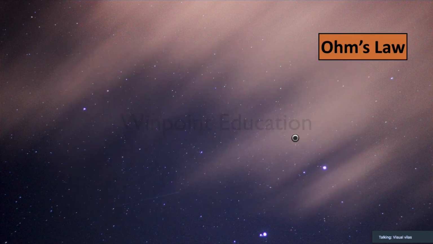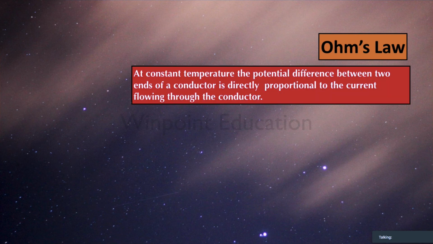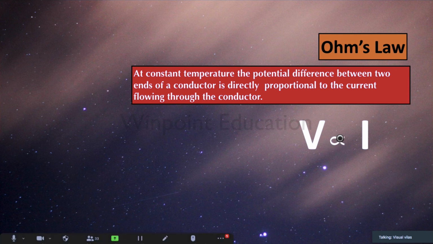Now you can write the heading Ohm's law, and you can write the definition. At a constant temperature, the potential difference between two ends of a conductor is directly proportional to the current flowing through the conductor. V proportional to I. Why are we using this proportionality sign? With a proportionality sign, when one quantity is increasing, the other quantity is also increasing. That is the reason for this proportionality sign. So V is proportional to I.